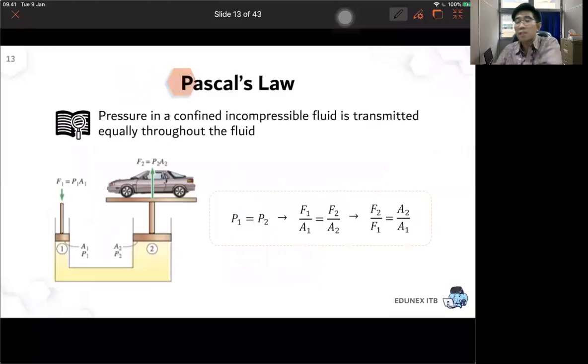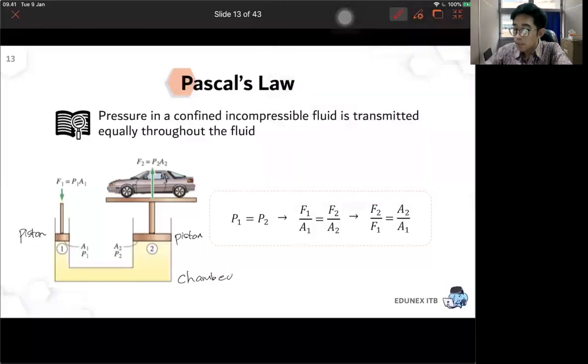Okay, the application of hydrostatics is what we call the hydraulic pump. The hydraulic pump consists of two parts of chamber, both connected. This is the chamber, and this is the piston. The chamber has two different sizes. Point one is smaller than point two. Then you press the piston at point one using a force, F1.